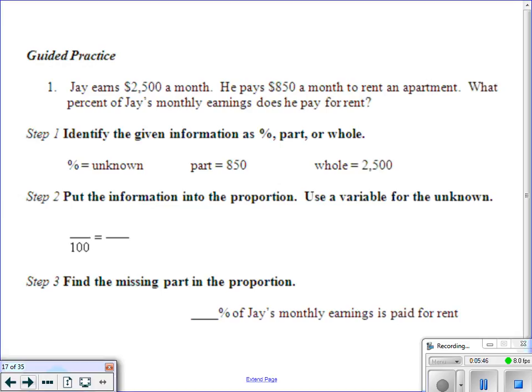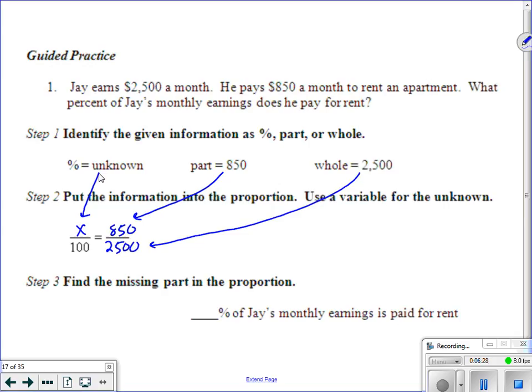So again, identify those three parts: the percent, the part, and the whole. Well, the percent we don't know. That's what it's asking, is what is the percent? So that's our unknown. That's going to go here. Again, we'll just call that X because we don't know it. The part is the $850 because that's just the part of his monthly earnings. So that's going to go right here on top. And the whole is the $2,500. And again, that's the whole amount that he earns. So we set that up.